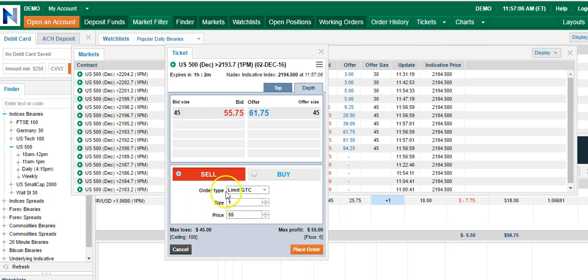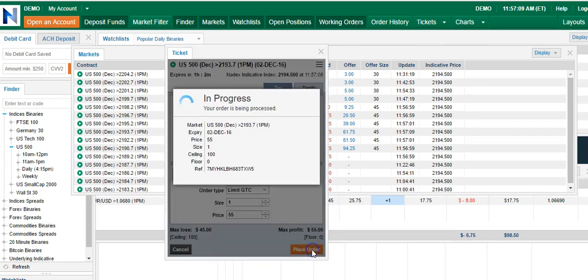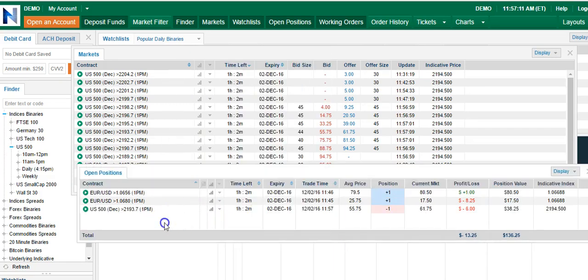So I'm going to go ahead and place this trade. Again, it's a sell trade. I'm going to hit place order. And you can see I got filled right away. Even though I had $55 in there, I actually got filled at $55.75, which actually means I paid $44.25 for it.